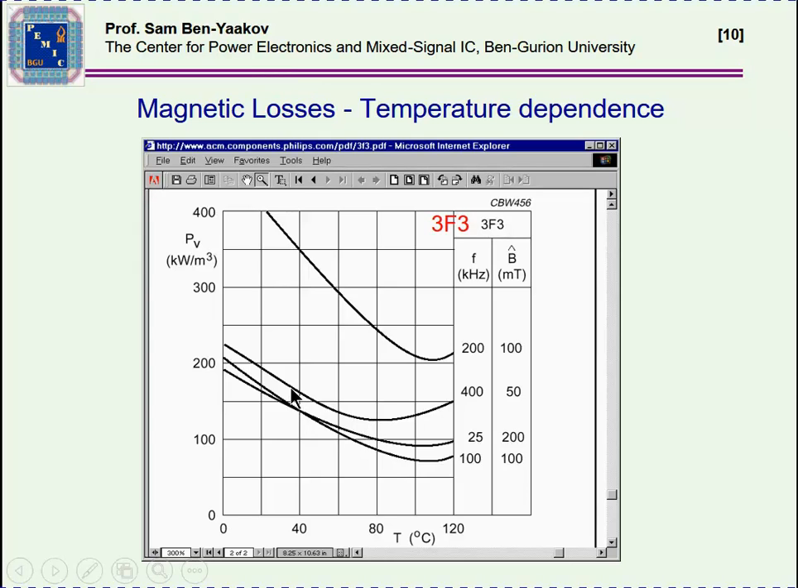Another feature that should be observed is that here we have an increase in losses as the temperature goes up. This could be very dangerous because this is actually positive feedback. That is, as the losses increase, the temperature increases, and as the temperature increases, the losses increase. So if this positive feedback is just strong enough, this could cause a thermal runaway and destruction of the device. So this is something to watch.